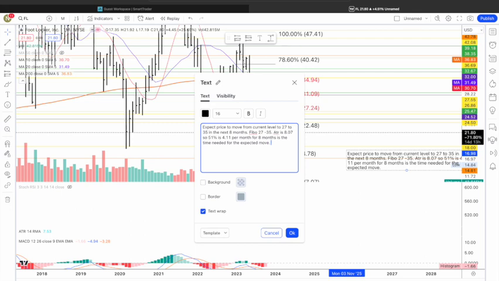So basically what this is saying is that we measured everything out. We drew our support and our resistance. We got 27 to 35, looking for that range within the next 8 months. Fibbo is showing also 27 to 35. ATR is 8.07. 51% of that will be 4.11 per month over the next 8 months, which is what we needed for the expected move.